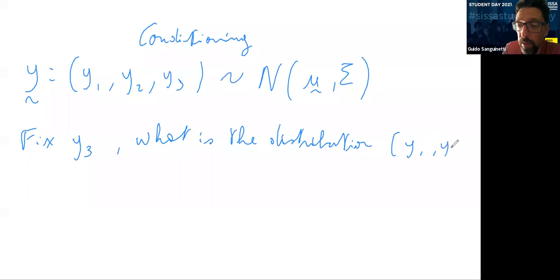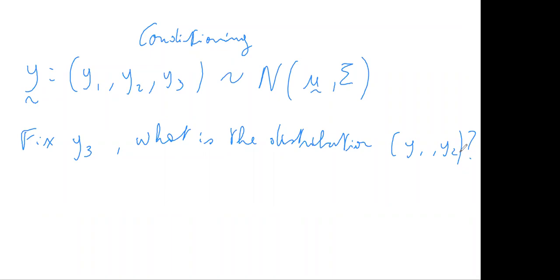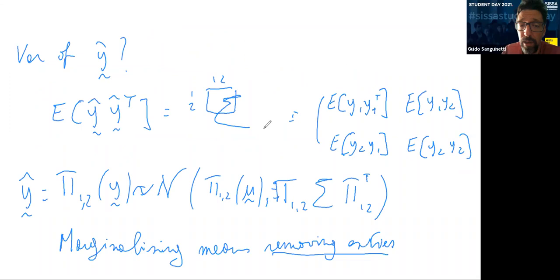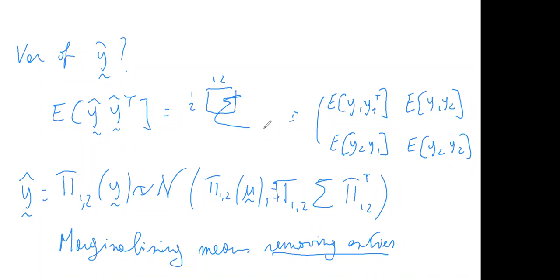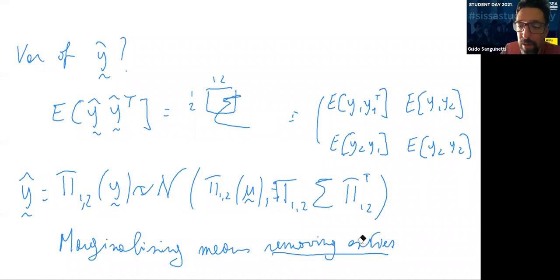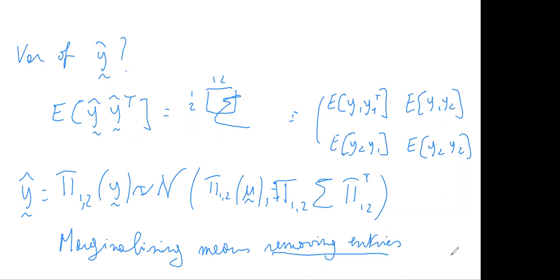Excuse me, professor. Yes, please. You said marginalizing is removing what? Entries. Basically, if you're marginalizing the third entry, you take away the third entry from the mean vector, and you take away the third column and the third row from the covariance matrix. Okay, I understand. It was just a bit illegible. You're right, it's totally illegible. Let's write it a little bit better.